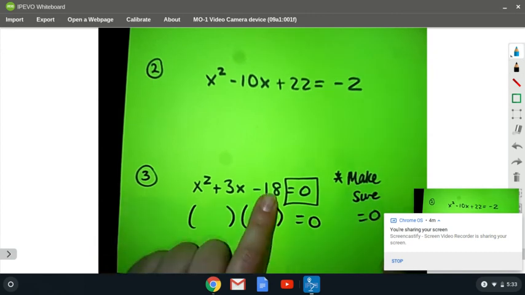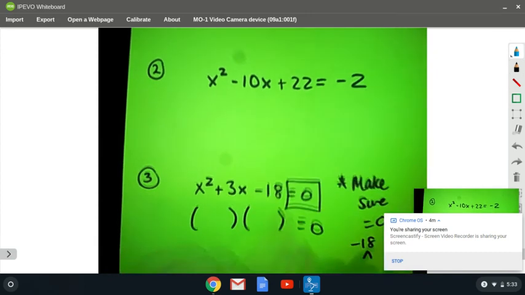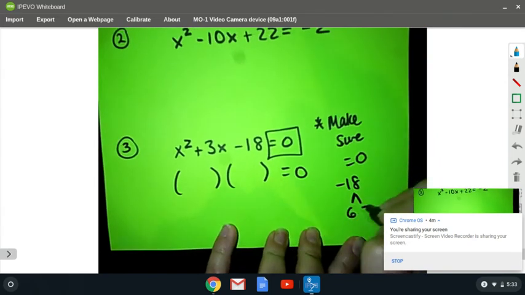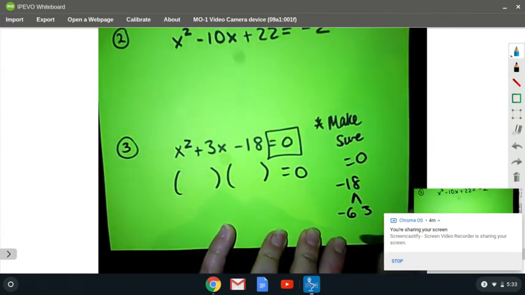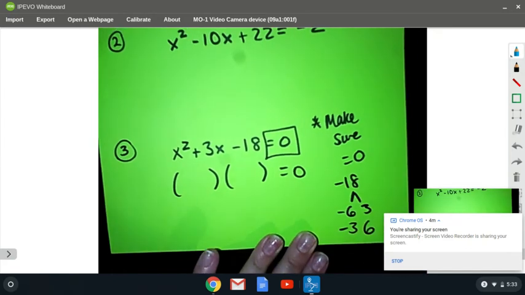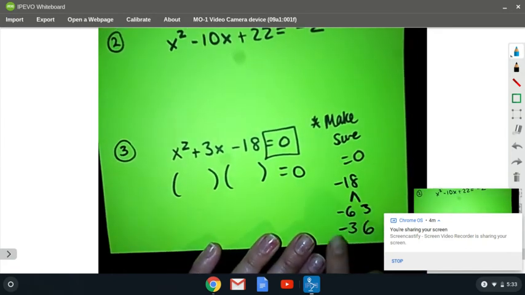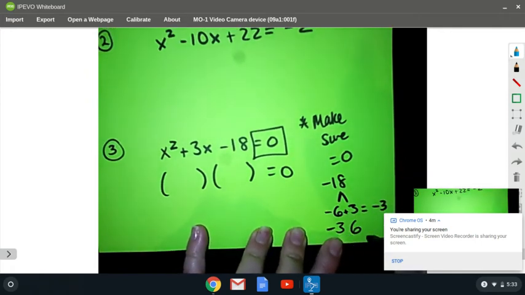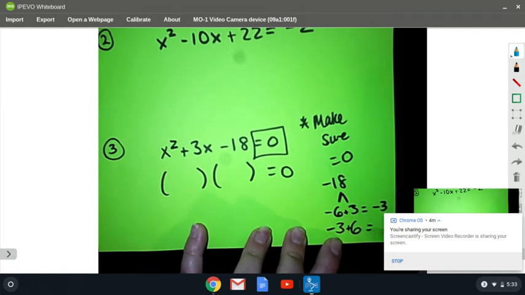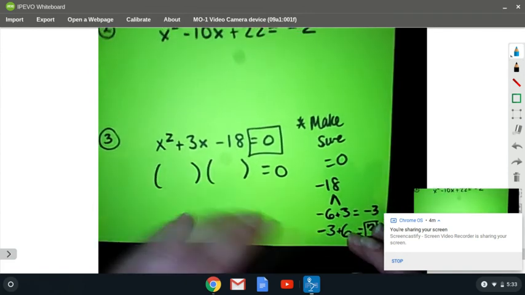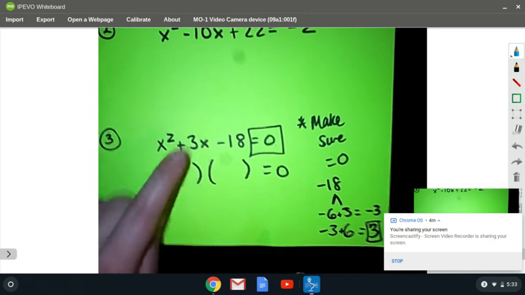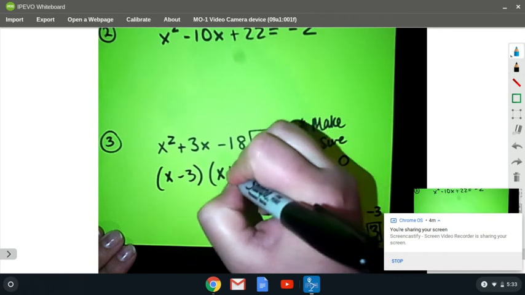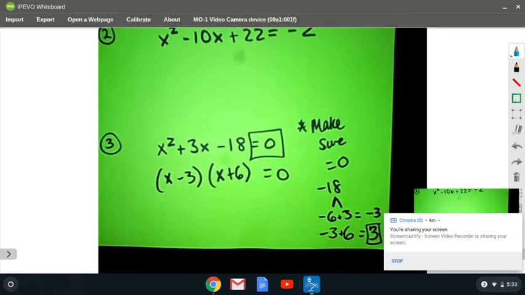Okay, so my C value is negative 18. So what are some numbers that multiply to get me negative 18? 6 and 3. So I can make the 6 negative, or I can make the 3 negative because I want this negative 18. If I do negative 6 plus 3, I get negative 3. If I do negative 3 plus 6, I'm going to get a positive 3, which is exactly what I want because my B value is a 3. So now I have x and x, minus 3 plus 6 are my factors I chose.